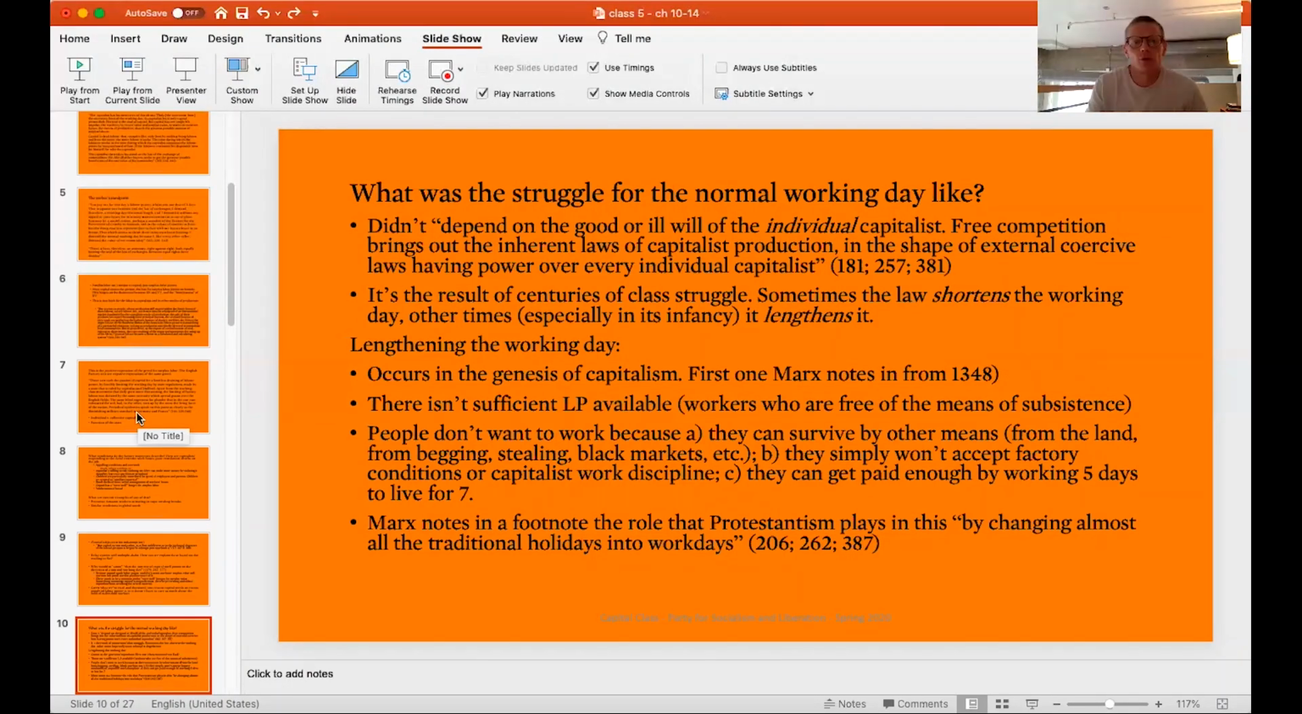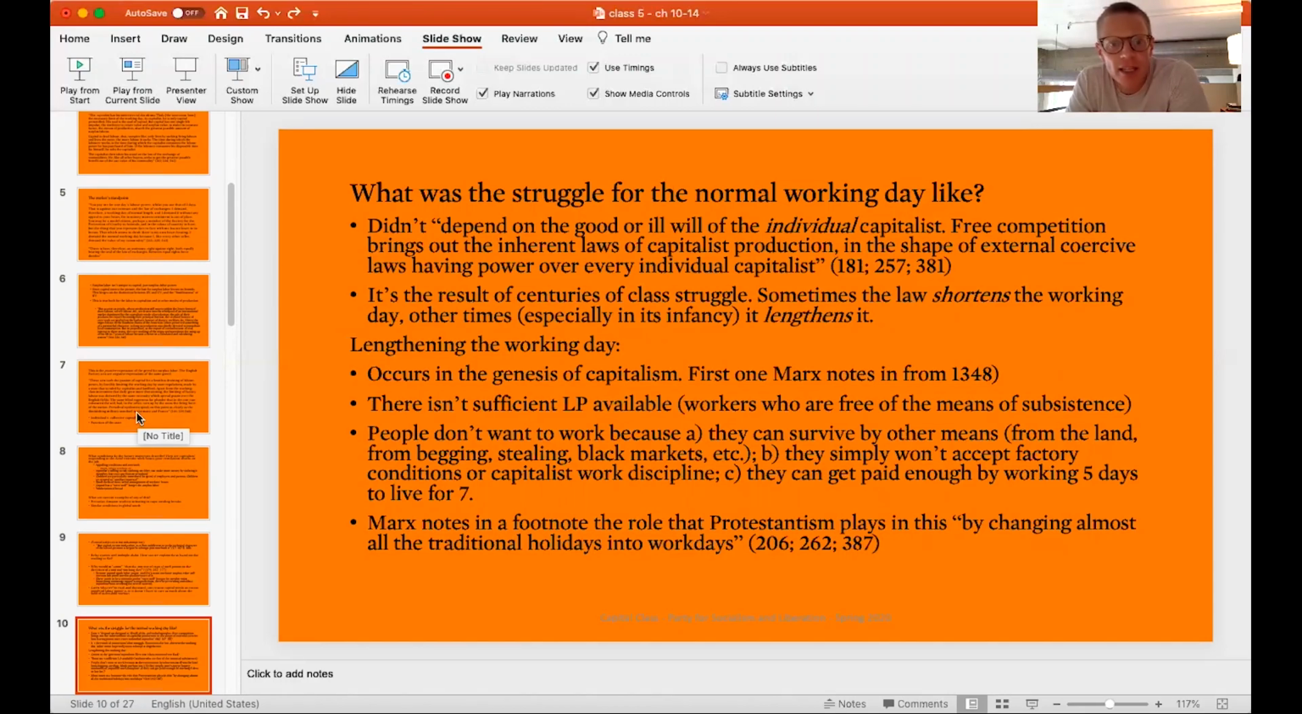So what was the struggle for a normal working day like? It didn't depend on the goodwill of the individual capitalist, because competition brings out the inherent laws of capitalist production in the shape of external coercive laws having power over every individual capitalist. The capitalists might want to treat the workers really well, and pay them more and have them work less, because they're good people, or as he says, members of the Society for the Prevention of Cruelty to Animals. But in order to remain a capitalist, they have to remain competitive. And so it's really beyond their individual choices, right?